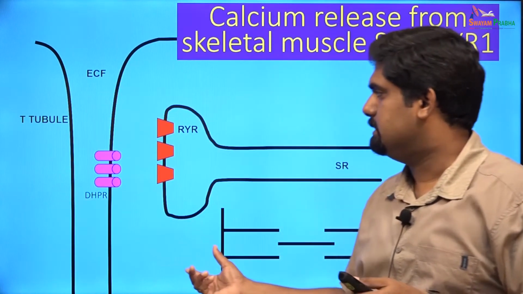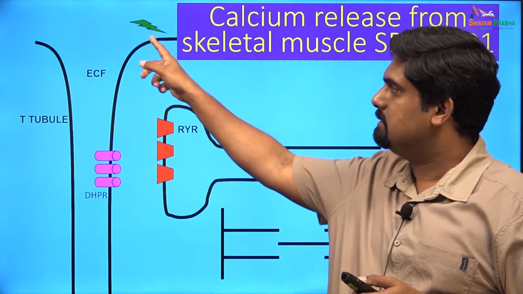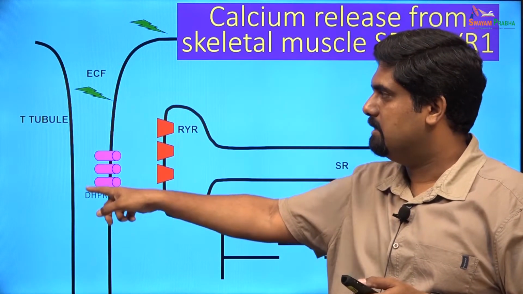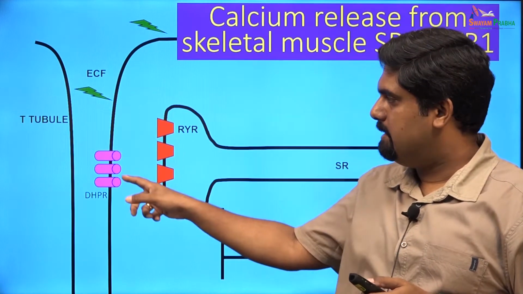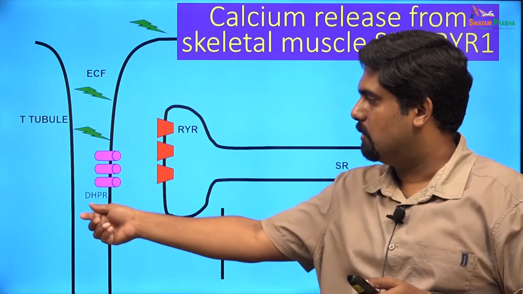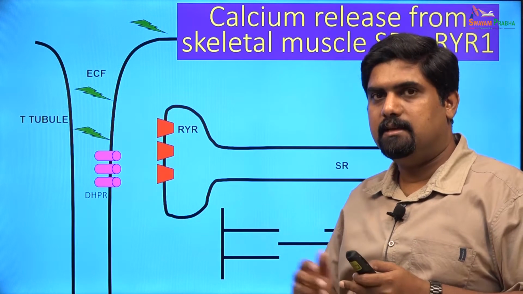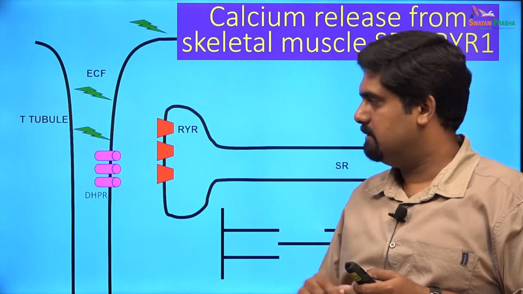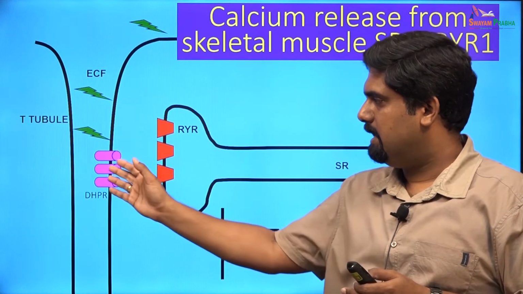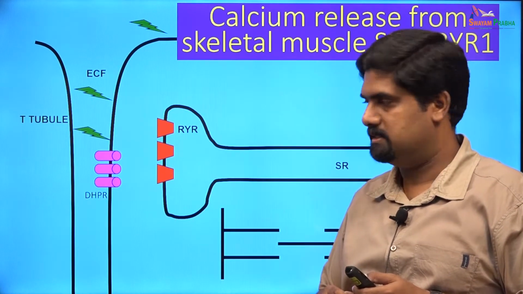So this is the cartoon of the skeletal muscle. When the skeletal muscle is depolarized, the depolarization travels through the membrane and reaches into the cell through the T tubules, and they activate a class of L-type calcium channels present on the T tubule called dihydropyridine receptors. These are like L-type calcium channels. They are opened by voltage or depolarization. They can also conduct calcium, but that calcium conduction is not important for their function.